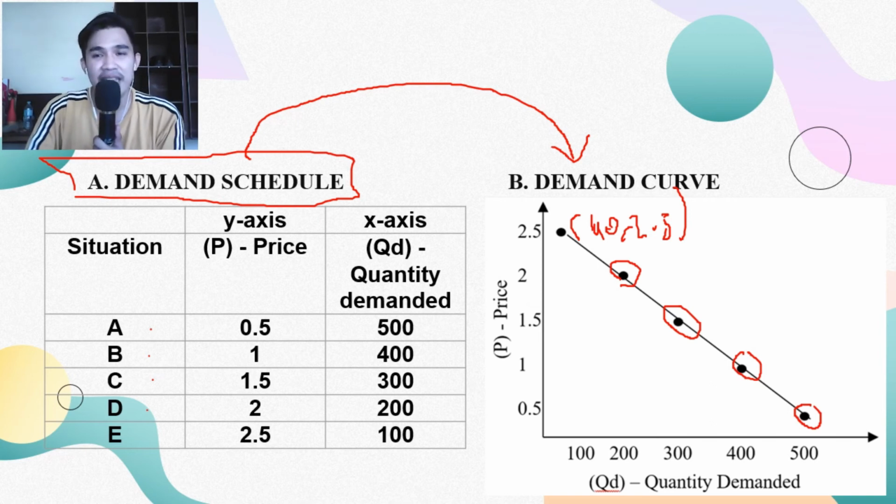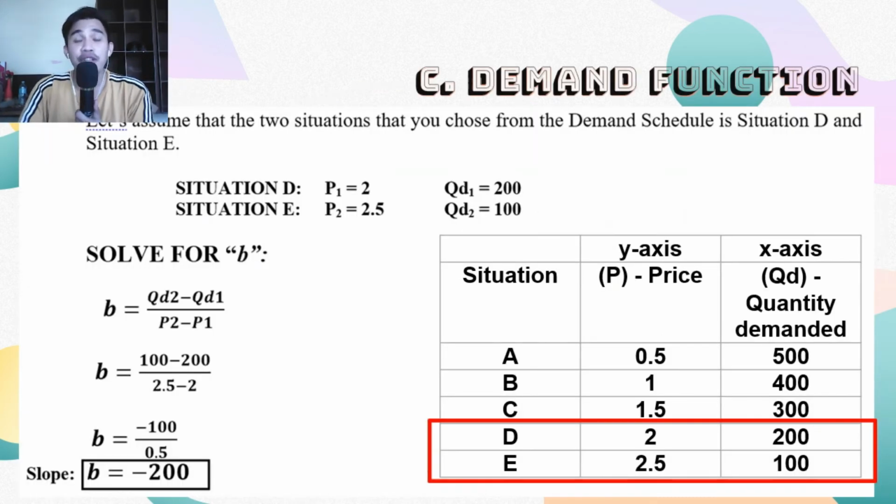So let us proceed. After you graph or create your demand curve, the next thing you're going to do is solve for B, or your slope. But before you solve for your slope, make sure you have identified two situations in your demand schedule. Make sure they are consecutive. So which two did you choose? Let's say you chose D and E.